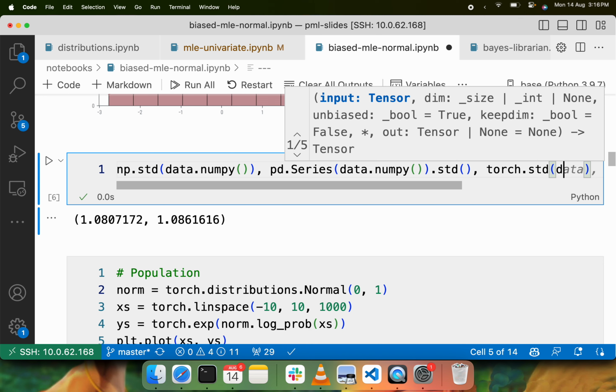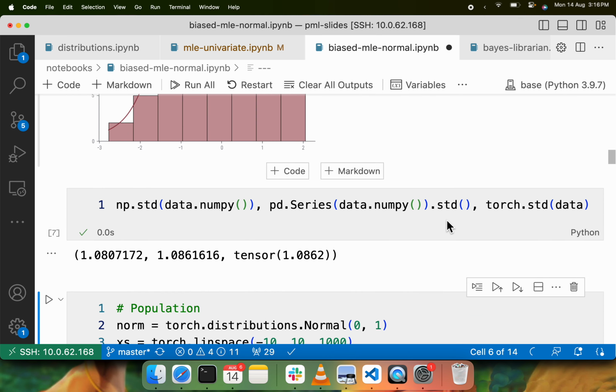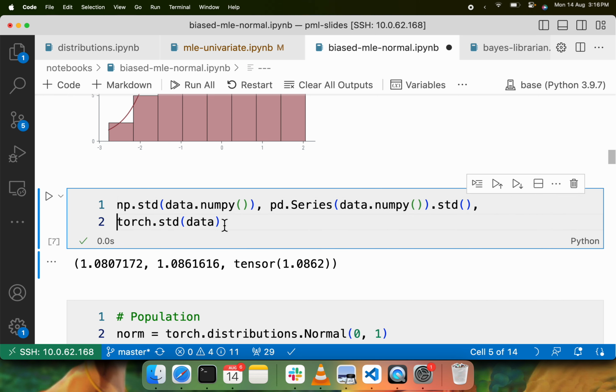Now let's continue this. We have two approaches giving us the value 1.0862. This has been rounded off to 4 decimal places. One of them gives 1.0807, which is correct. Majority wins. Both are correct.